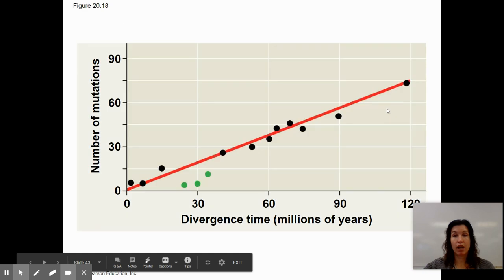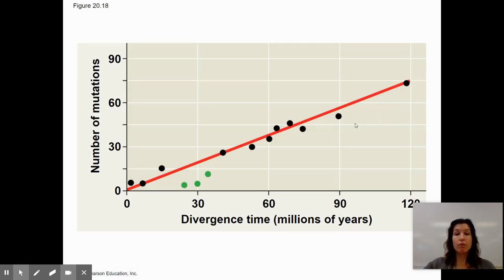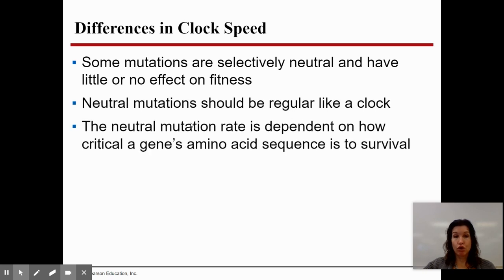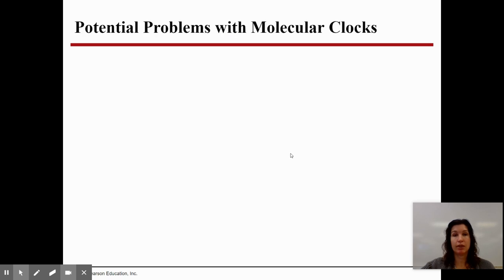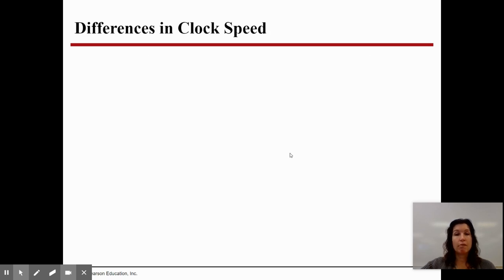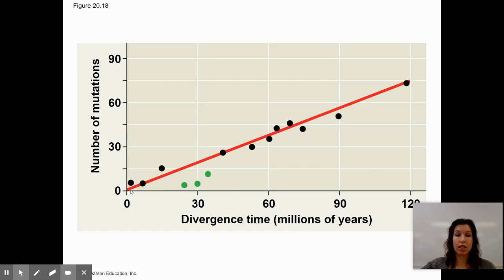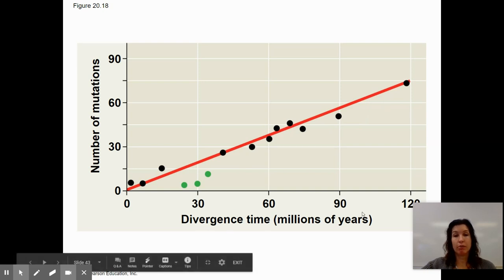Individual genes vary in how clock-like they are, so we tend to use neutral mutations. Because those neutral mutations have little or no effect on fitness, they should mutate at a standard rate. So that neutral mutation rate, though, is dependent on how critical the gene's amino acid sequence is to survival. So when we look back, here the number of mutations, if it's a neutral mutation, tends to be steady, and then we can figure out the divergence time in millions of years.